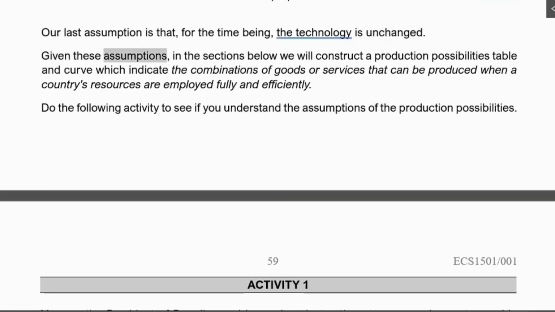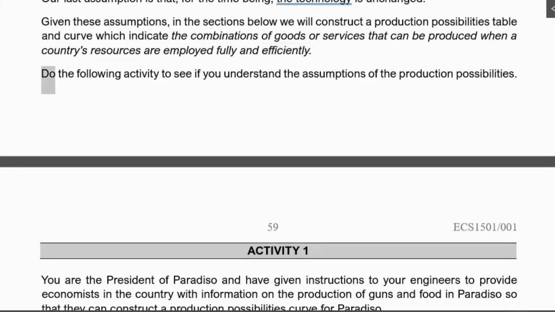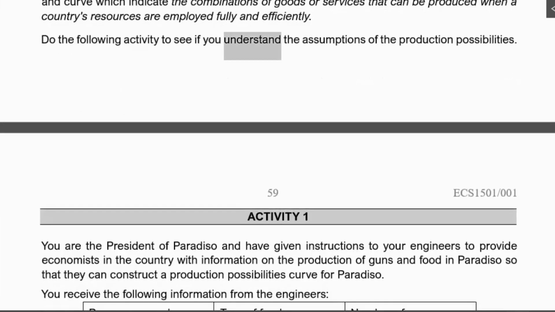Given these assumptions, in the sections below we will construct a production possibilities table and curve which indicate the combinations of goods or services that can be produced when a country's resources are employed fully and efficiently. Do the following activity to see if you understand the assumptions of the production possibilities.